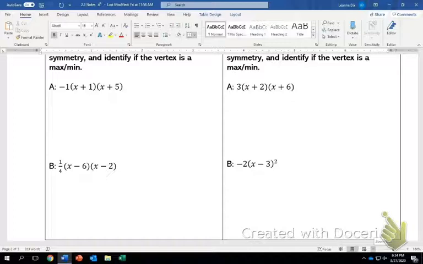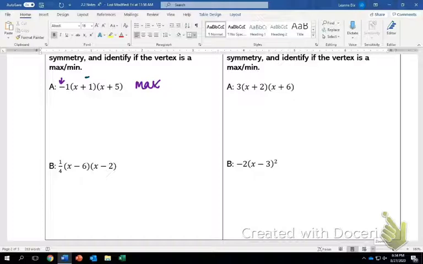So in the first one on the left-hand side, part A, we have y equals -1 times (x plus 1) times (x plus 5). All right, first things first, I'm going to find the easiest stuff. I have this negative symbol, which means I'm going to have a maximum or a top. Then after that, I'm going to try to find my axis of symmetry, which leads to my vertex.